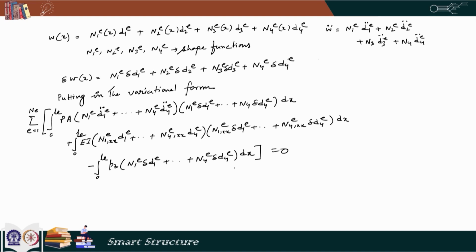Now, again we follow a similar logic. Our variations are all arbitrary. The del W is an arbitrary variation, and it can be arbitrary only when my del D1E, del D2E, del D3E and del D4E are arbitrary. So, del W is arbitrary means the variations of D are also arbitrary. So, what I would do is write the entire expression in terms of delta D1 multiplied by a few terms plus delta D2 multiplied by a few terms and so on.